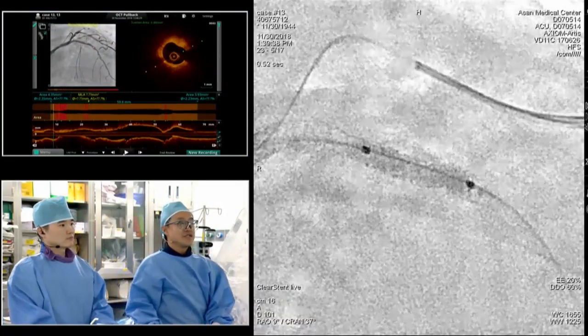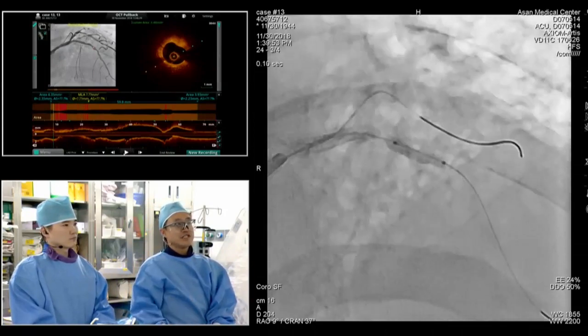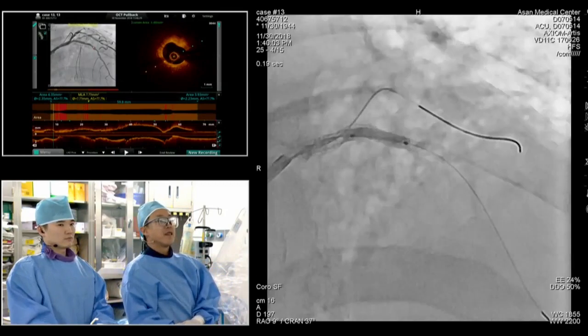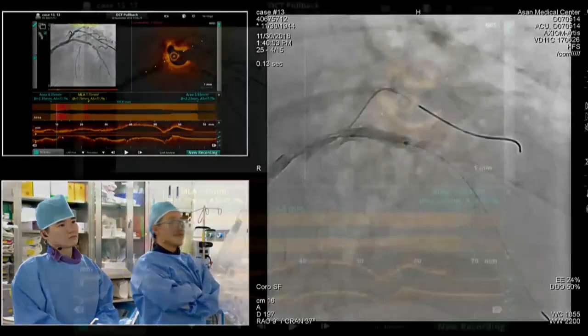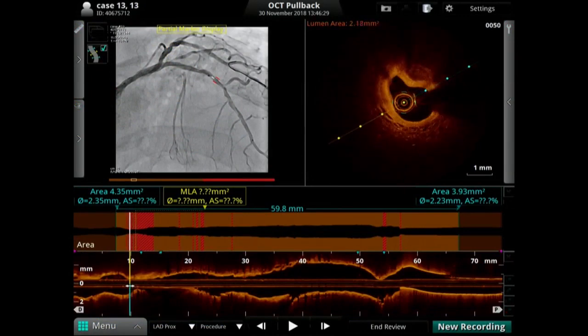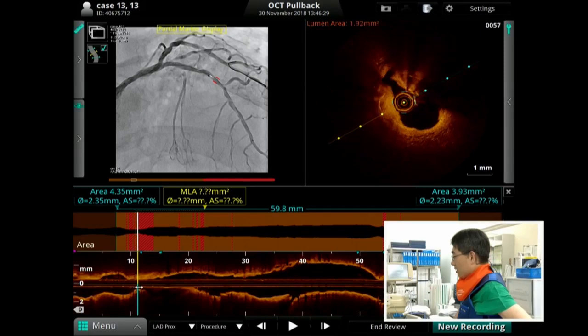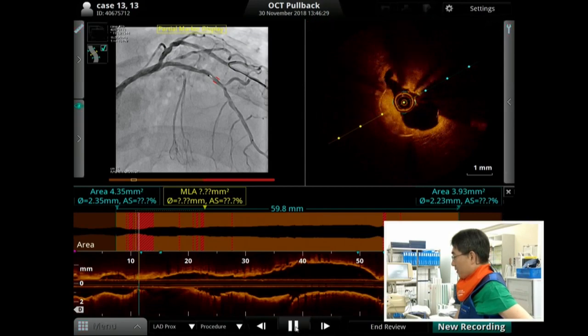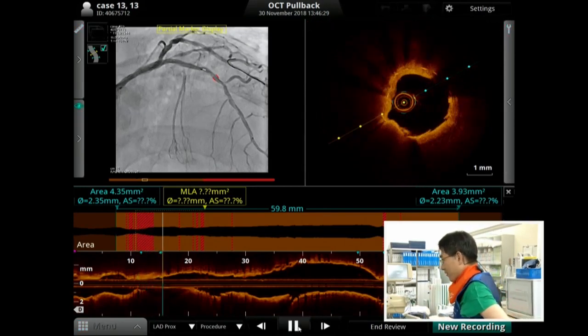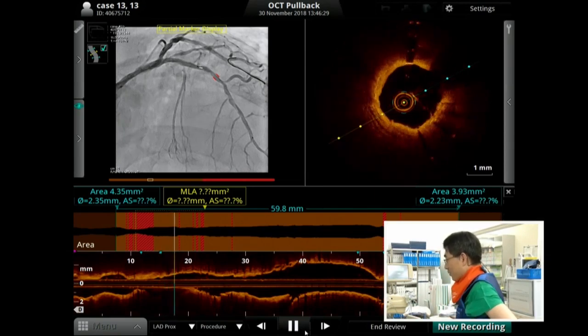OCT shows some change after balloon angioplasty. Just distal to the stent, there is a significant calcification. As you can see, there is some dissection of the distal edge of the stent, but it is not significant. The stent is well expanded, around 3.0, similar to the balloon size.